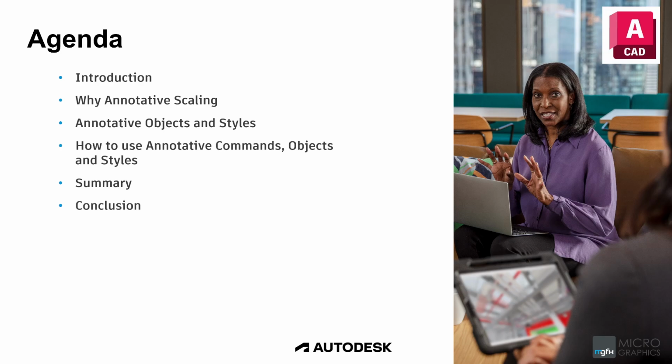So just on the agenda for today, I'm going to do a little bit of an introduction and then discuss why annotative scaling. Then we're going to take a look at what you can annotate and what styles are involved with annotating those objects. And then we're going to take a look at how to use the annotate commands, your objects, and your styles. We're going to take you through the different tool palettes that are involved with that and what we need to do to be able to get out our annotative objects in the end. And then just a quick summary of what we've discussed, and then the conclusion of how I reckon that you could use this quite fittingly in your workflow at the office.